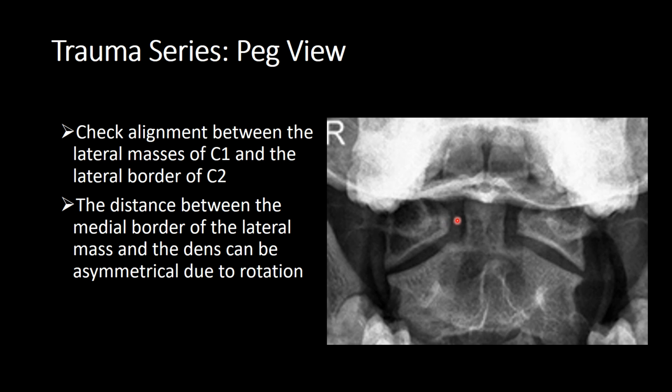We don't assess the relationship of the dens with the medial border of the lateral mass, because you can get asymmetry here due to rotation. So remember, alignment is the lateral mass of C1 in relation to the lateral border of C2. So the lateral mass of C1 with the lateral border of C2.